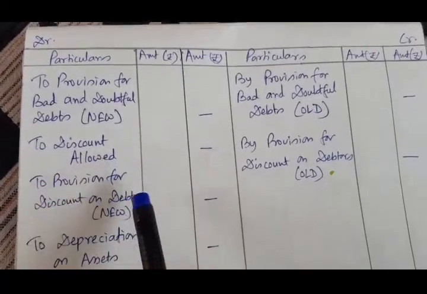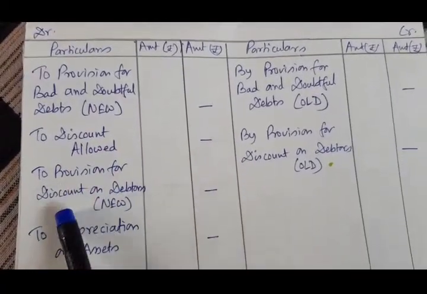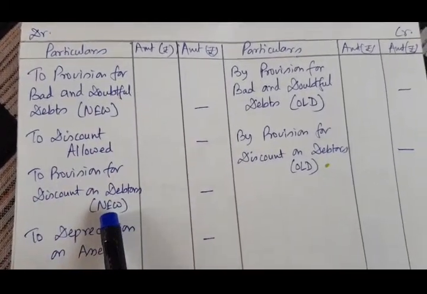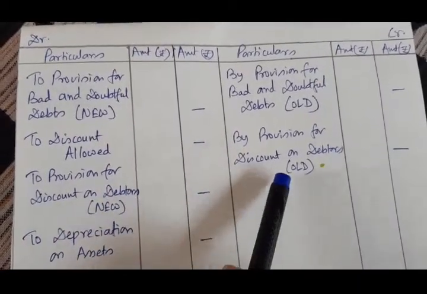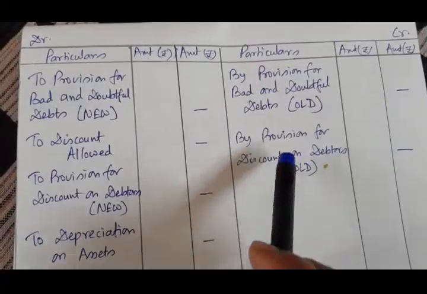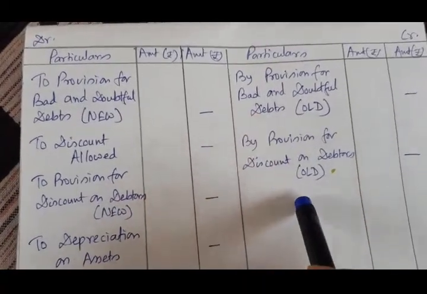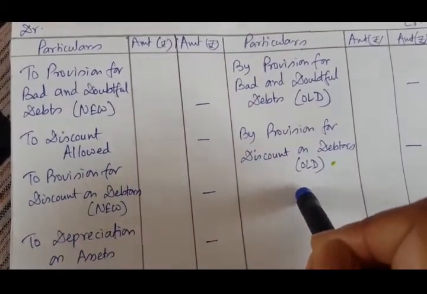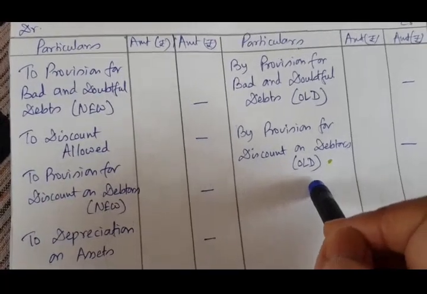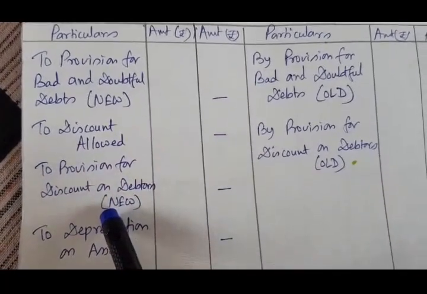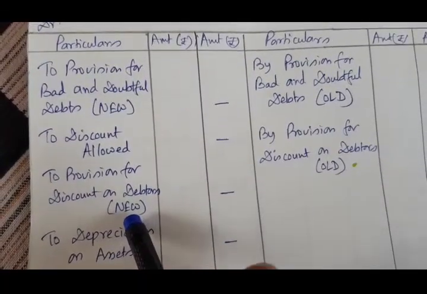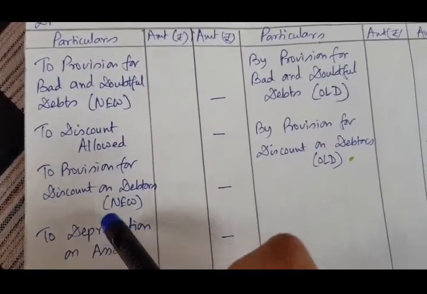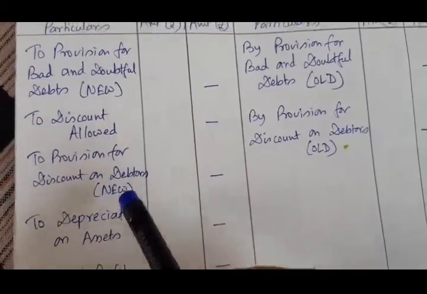Another thing is provision for discount on debtors. That also has two types, old and new. So always remember the adjustment will be just like the earlier one. Old provision for discount on debtors will come to the income side, and new provision for discount on debtors will come to the expense side, because new means you are creating it now, so it's an expense. Okay, what else?